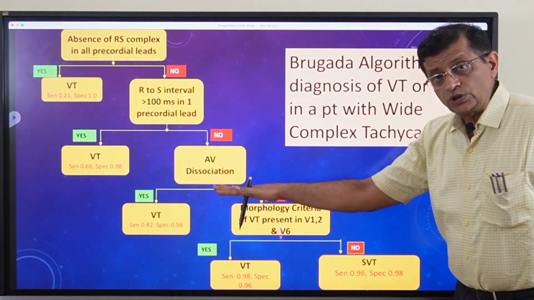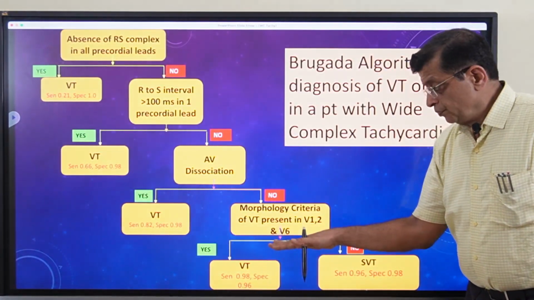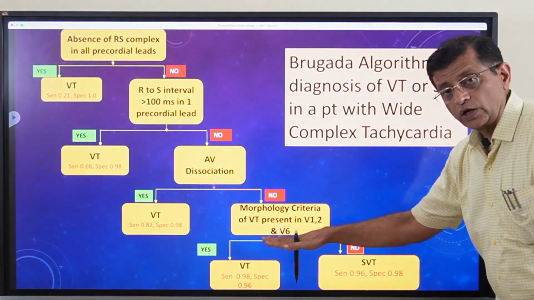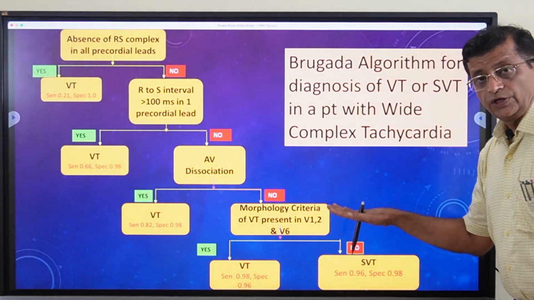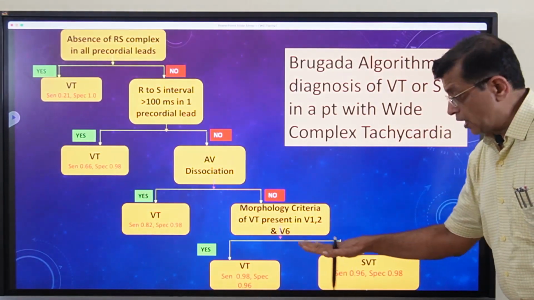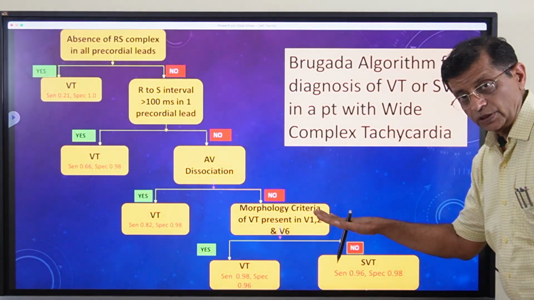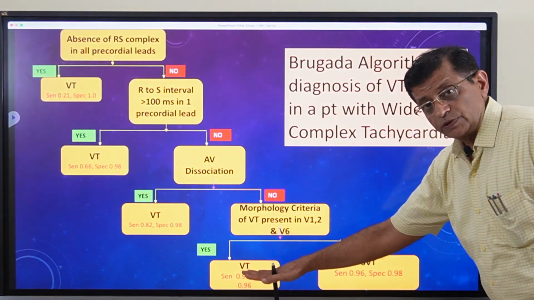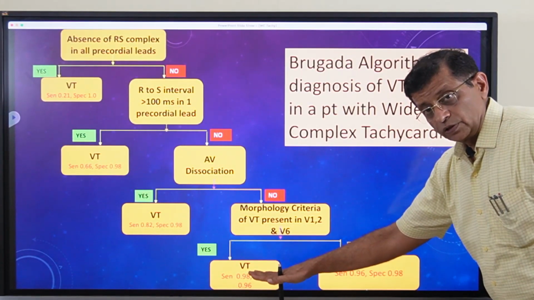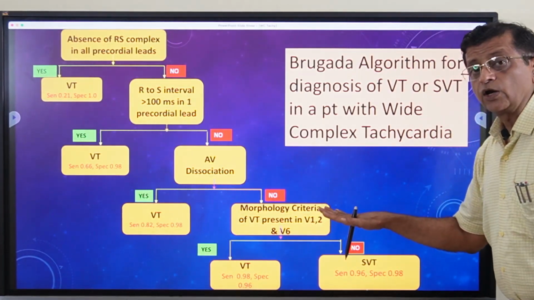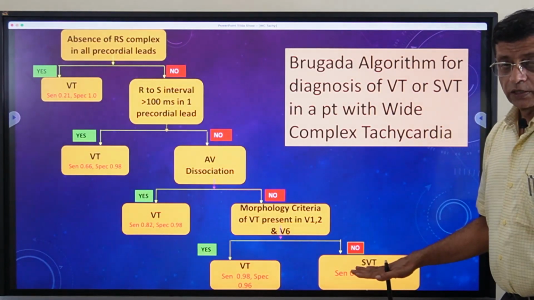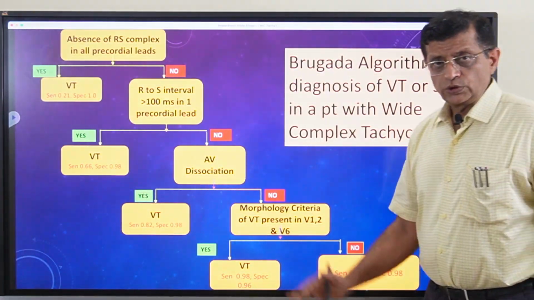If AV dissociation is also not evident, then there are certain morphology criteria that are different for RBBB type wide complex tachycardia and LBBB type wide complex tachycardia. If these criteria are met, there is high sensitivity and specificity of it being a ventricular tachycardia. If these criteria are not met, then probably it could be supraventricular tachycardia. We will walk through this algorithm again.